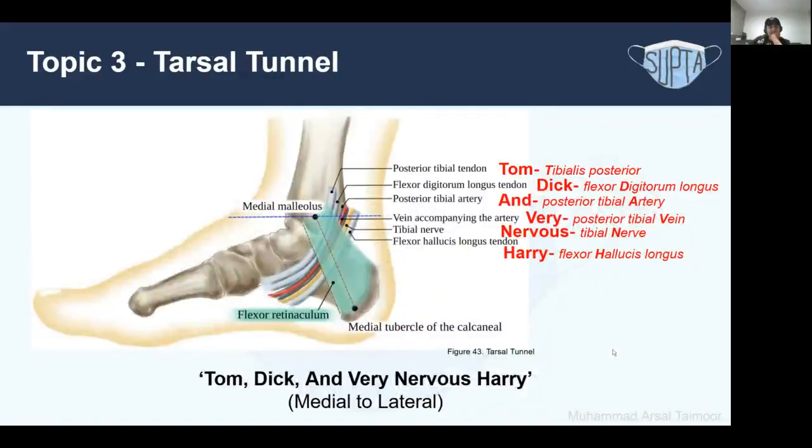That's all I'll cover for the muscles. For the tarsal tunnel, remember Tom, Dick, and Very Nervous Harry, because this enables you to think medially to laterally, the tarsal tunnel and the vessels that go through that posterior ankle. And it's relevant because if you think about ankle fractures, think about what you have to do before.